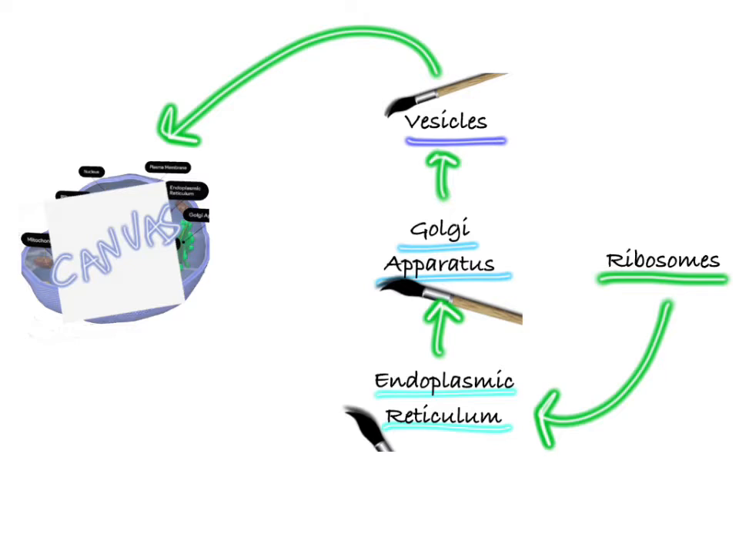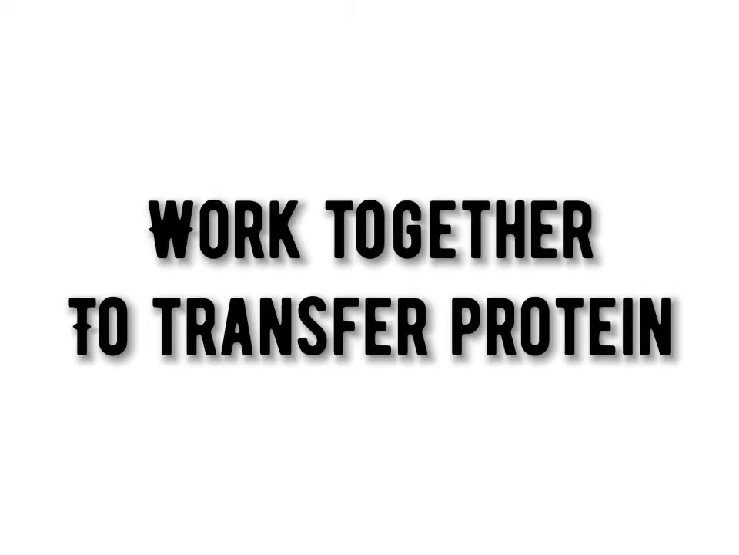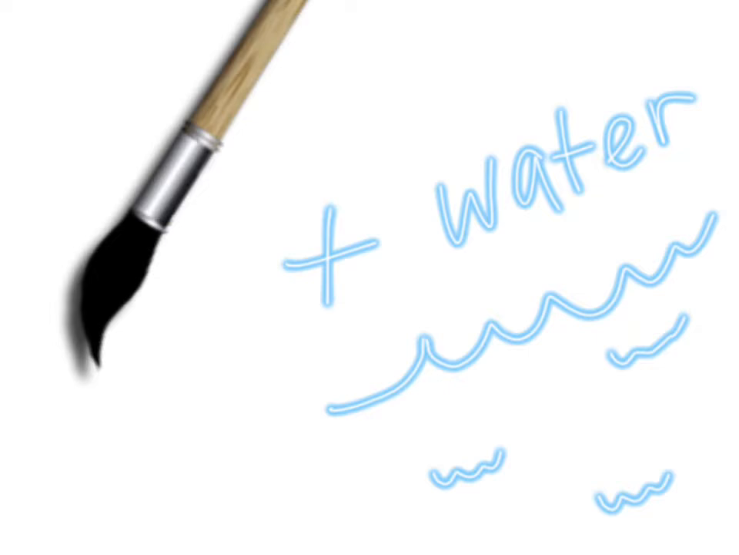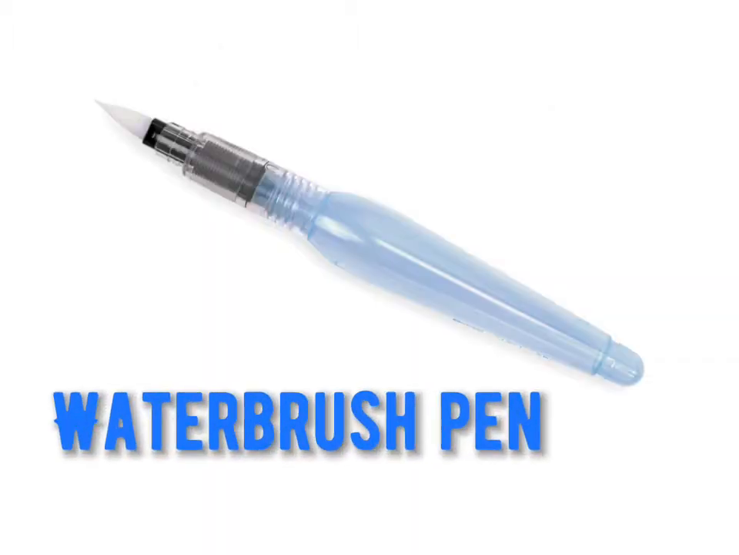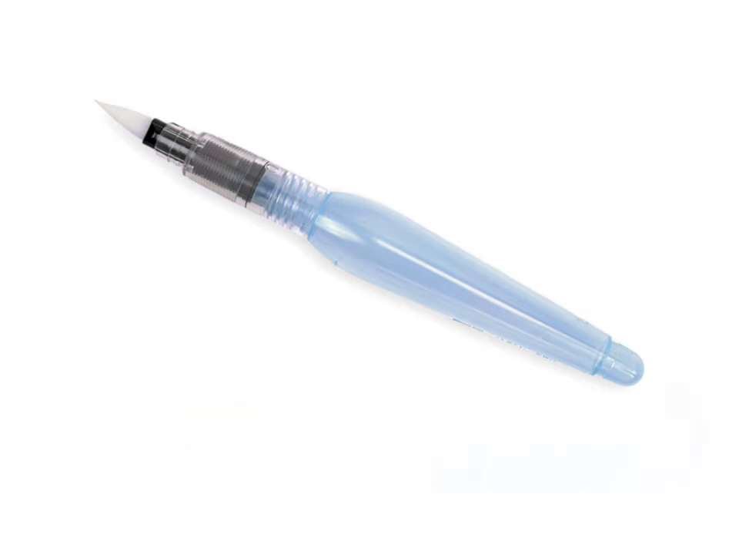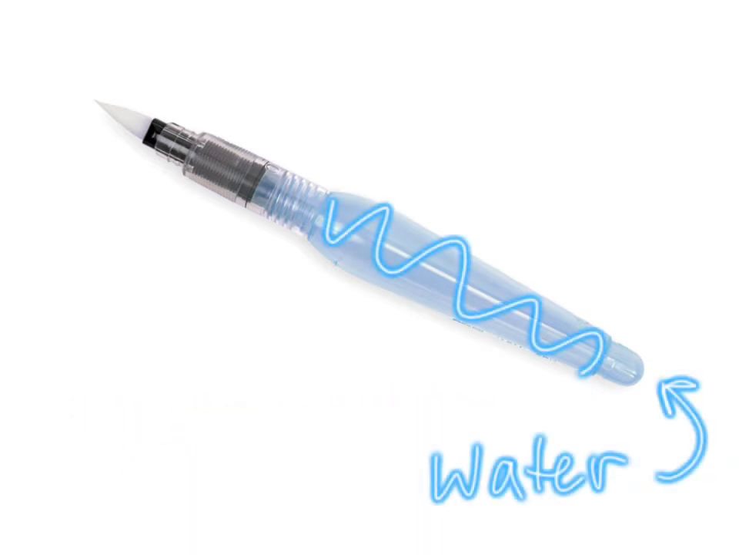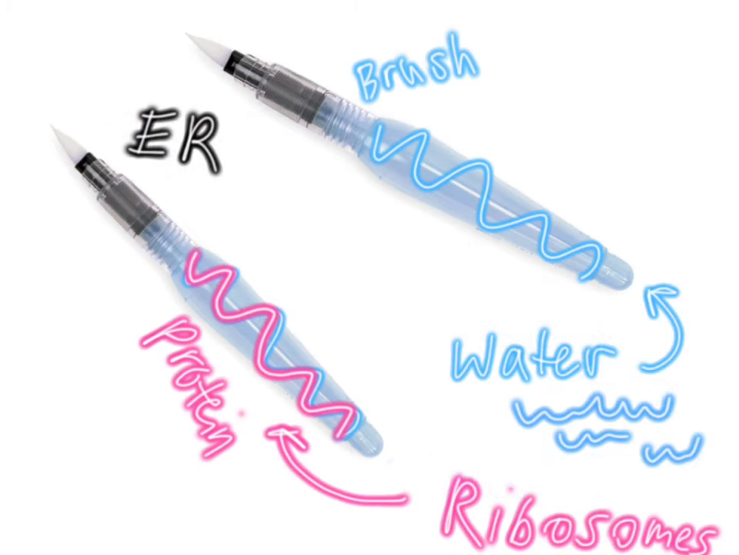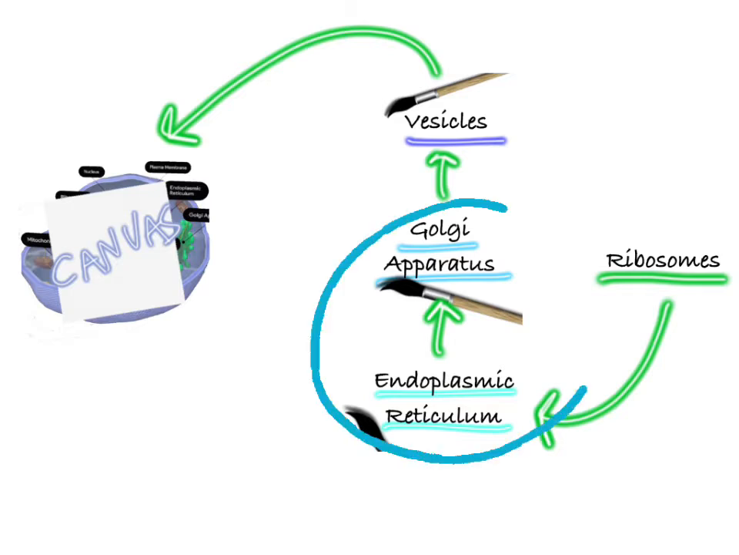Since the ribosomes, ER, and Golgi apparatus and vesicles work together in order to transport proteins and materials, they're all like a paintbrush and water. The ER and Golgi apparatus being different parts of a paintbrush, and the ribosomes being the water. As for the type of paintbrush, let's use a water brush pen. The water goes into the base of the pen, and the ribosomes creates protein, which is then sent into the ER. The ER then sends it to the Golgi apparatus.